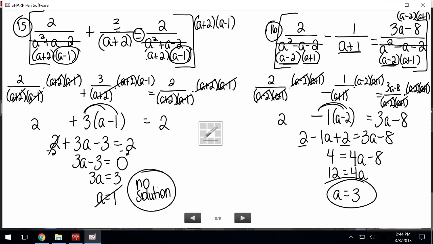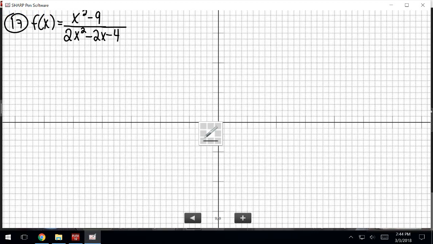Okay, the last 4 are graphing. All right, so here we go. We're going to do graphing. Remember your cheat sheet? I think it was page 8 that it was on for horizontal asymptotes.